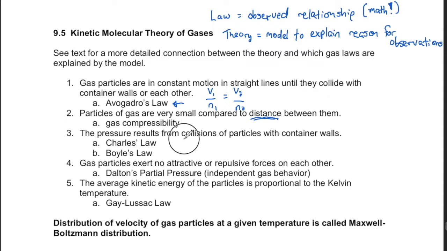Then the collision of particles with the container walls creates pressure, and this can help to explain or visualize what's happening with Boyle's law or Charles' law. If you decrease the volume, you're going to have more collisions with the container wall, so that's going to increase the pressure. Or if you increase the temperature, then to keep the same pressure, you're going to have to increase the volume.